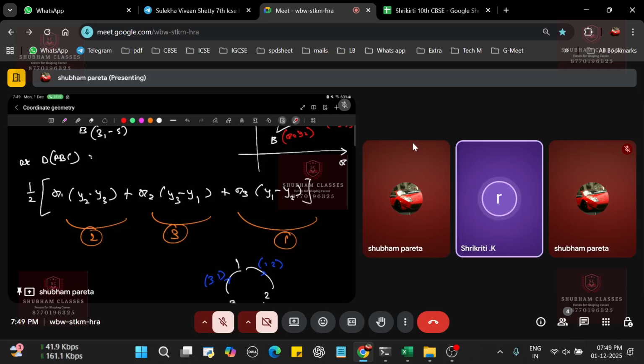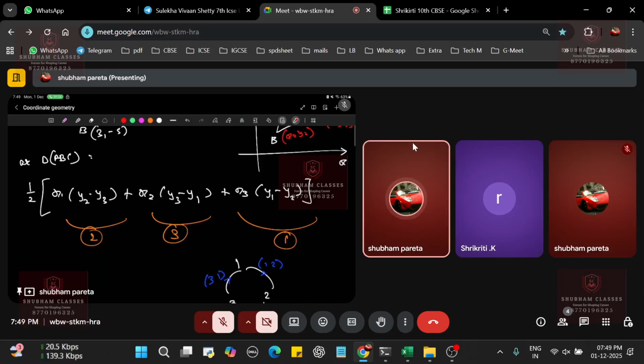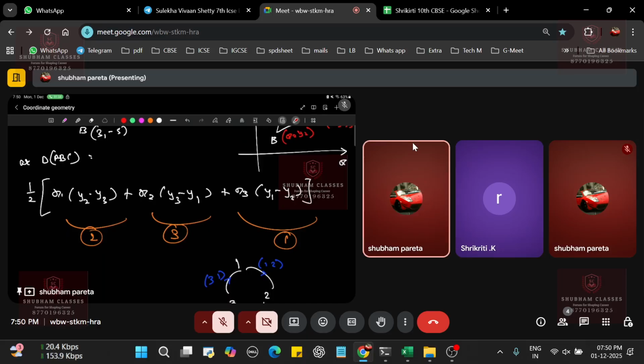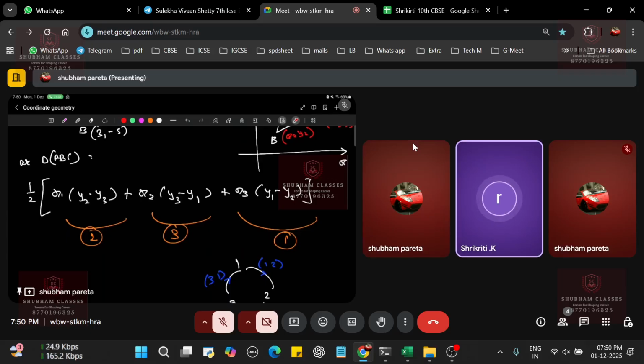Sir, I didn't understand. No, sir, we don't have the area. Okay, area is not there. We have to find the area of a rhombus. That's all. We have only one question that he has given the vertices of a rhombus and we have to find the area.